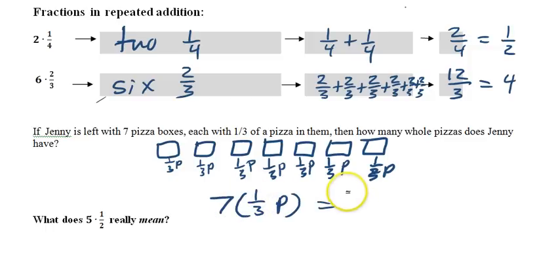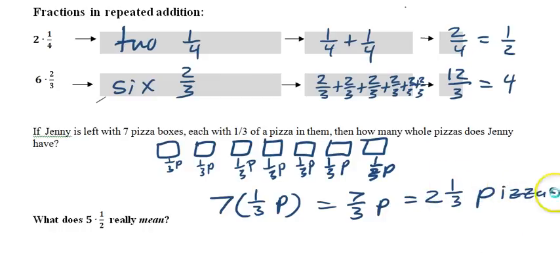So that means we have, remember you can just multiply that to the top, 7/3 of a pizza. And then if we change it to a mixed number, which is in a different video, we get 2 1/3 pizzas. That's how many whole pizzas she has. So there's 2 different ways of looking at it with multiplication. You could have a fraction of some whole, or you could have a bunch of fractions that you have to multiply together. So now tell me, what does 5 times 1/2 really mean?